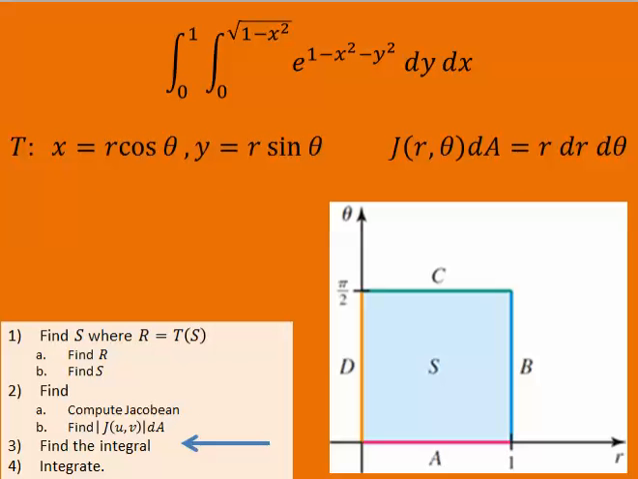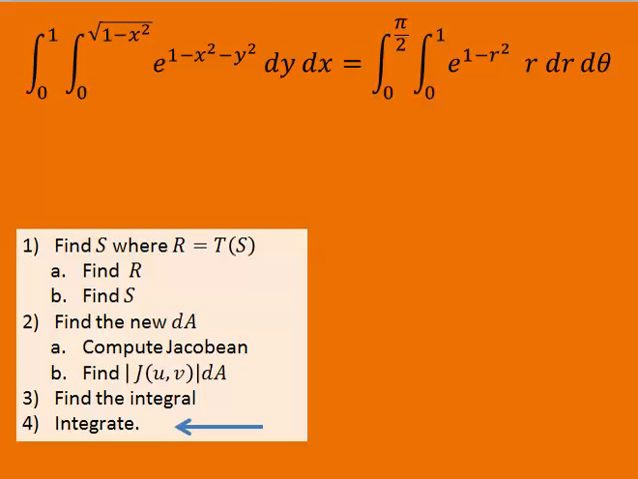And next, we need to find our new integral. So we're going to make the complete change now. We're going to write a new integral using our new boundaries and our Jacobian times dA. And we also need to rewrite our function. And this is what we get. x squared plus y squared, when we make that transformation into polar, equals r squared. So this is our new function.